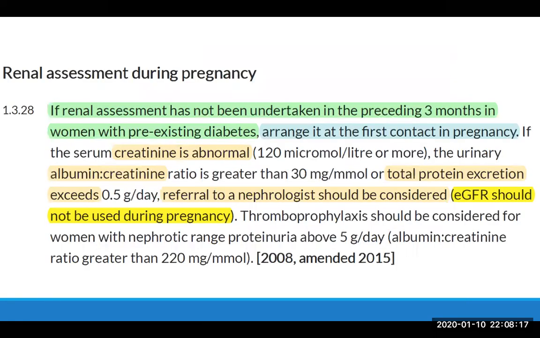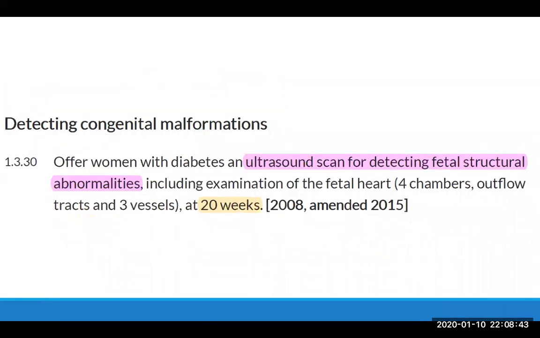Renal assessment during pregnancy is the same. If renal assessment has not been undertaken in the preceding 3 months, we must do creatinine, albumin to creatinine ratio, and total protein excretion. If it is more than 0.5, referral to a nephrologist should be considered. The GFR is not accurate during pregnancy. Don't calculate the estimated GFR during pregnancy.